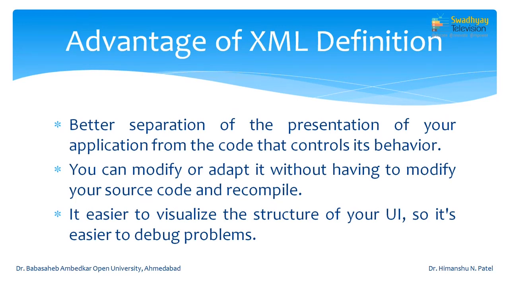First, your code is in a Java file, and your presentation or user interface is in an XML file. So, there is a better separation of the presentation of your application from the code that controls its behavior. You can quickly modify your XML file without disturbing your code. You can modify or adapt it without having to modify your source code and recompile, because there is a separate file for Java code, which is the Java file, and a separate file for the user interface, which is the XML file, and you define your entire user interface in your XML file.